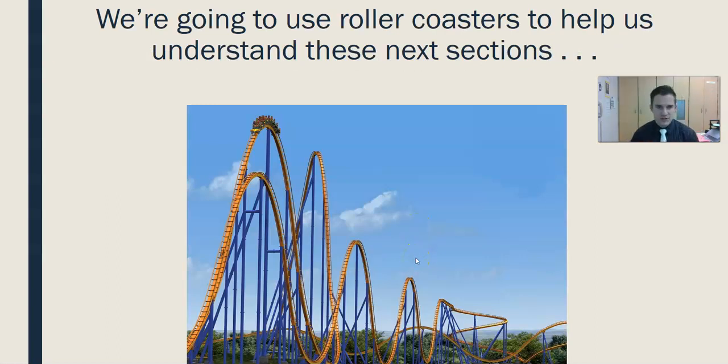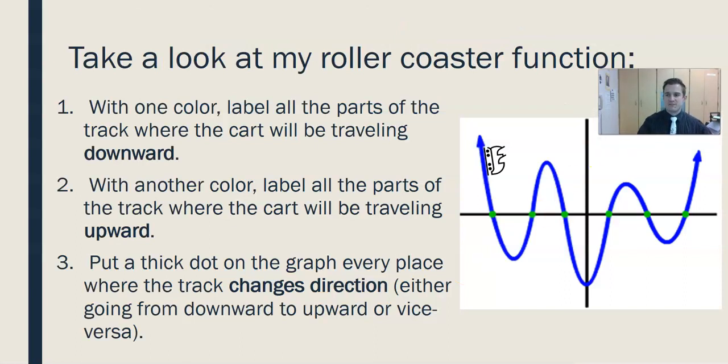So I'm going to use roller coasters to help visualize these next couple of sections. So I have this function right here. This is my math roller coaster. So with one color on this roller coaster, I'm going to label all the parts of the track where the cart will be traveling downward. So here's my cart. Here's Mr. Burrell. He's sitting in his little roller coaster cart. So I'm going to label first all the parts of the track where the cart is traveling downward with a red color. So right here, this whole section right here, and right here, and right here, that's where the graph, or where the roller coaster, is decreasing, or going down.